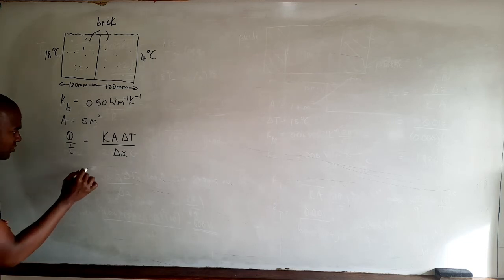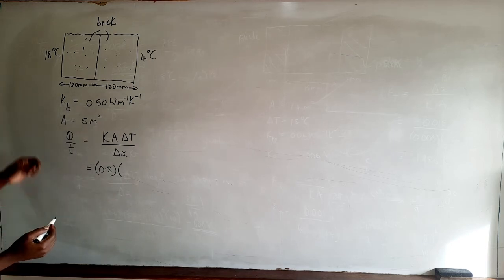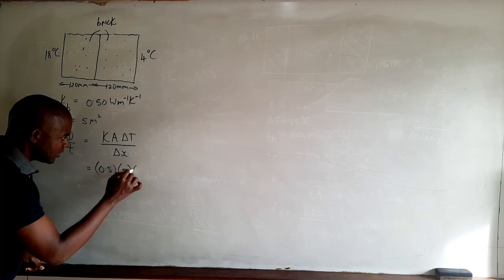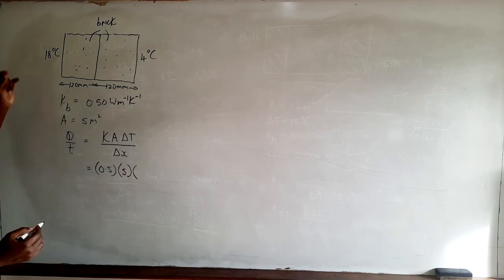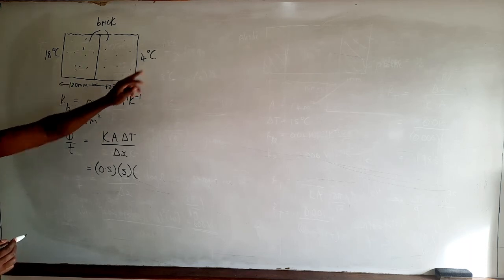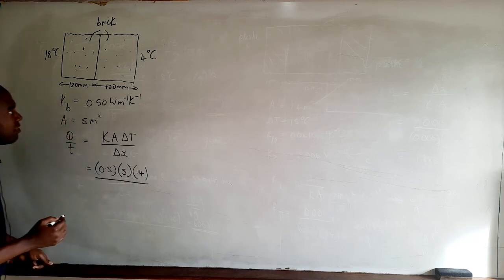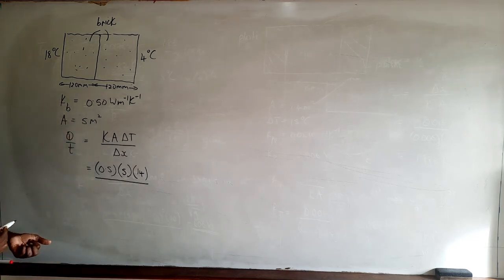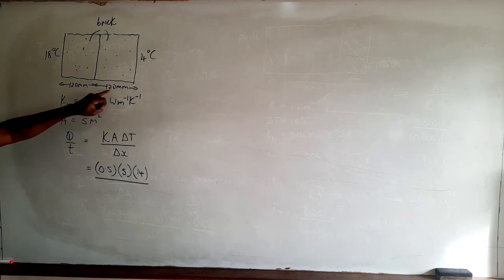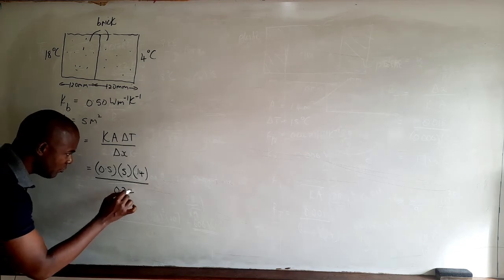So this gives us 0.5. We're given that the area of the wall in consideration is 5 meters squared, so this would be 5. Delta T would be the difference in temperature between the inner and the outer layer, so 18 minus 4, that will give us 14. And we'll divide by the thickness of this composite wall, which in this case is 120 plus 120, 240 millimeters, which must be converted to meters. So this gives us 0.24 meters.